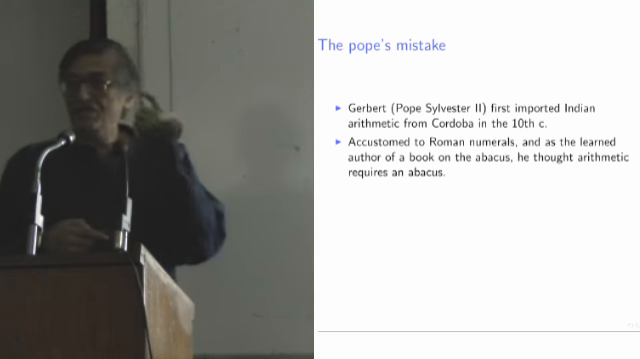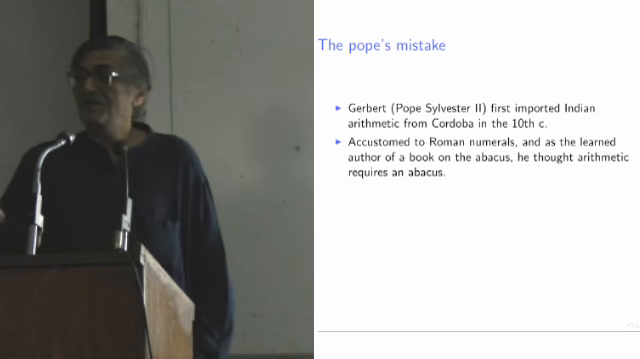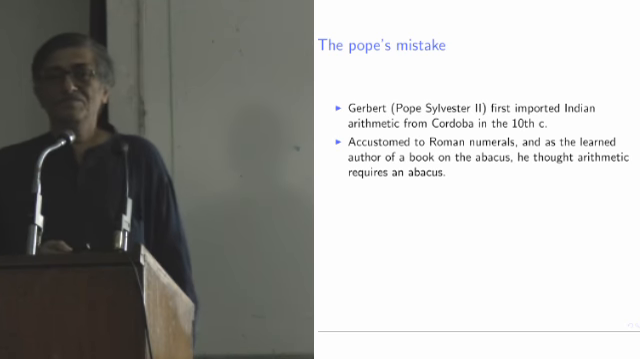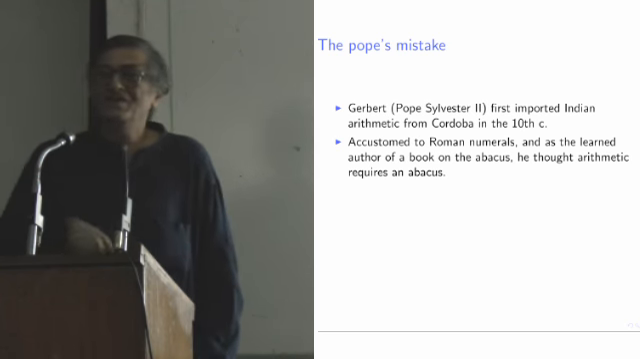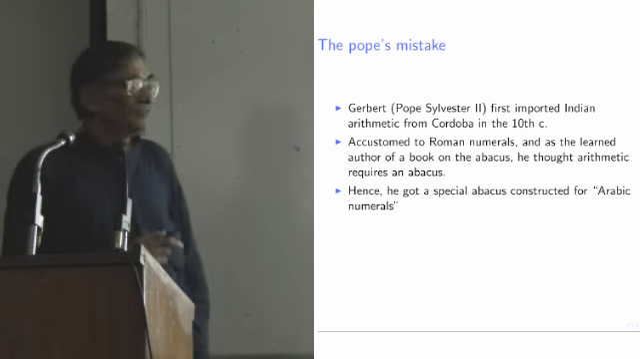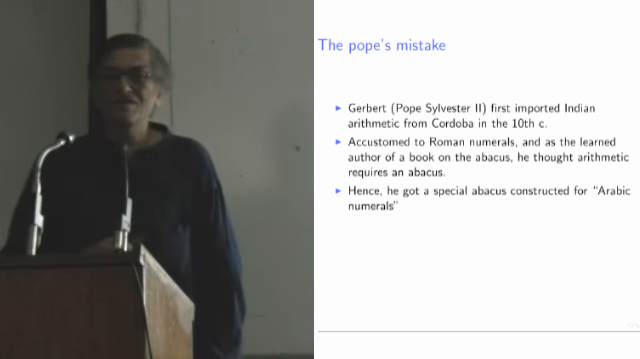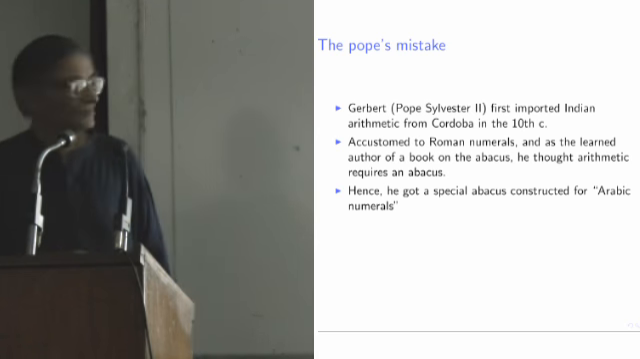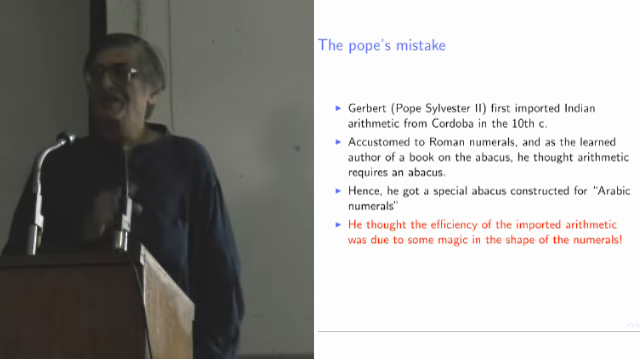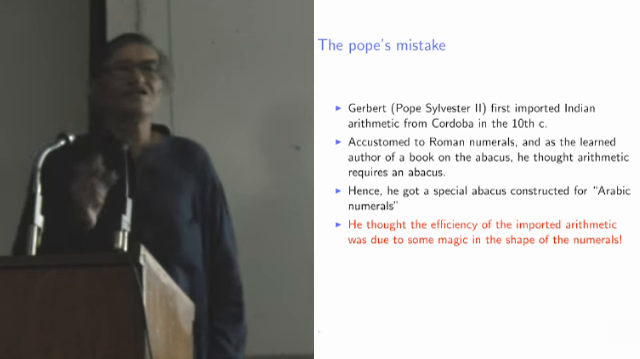And he wrote a text on the abacus, most learned man then. He thought that arithmetic requires an abacus, that's how he did it. He couldn't conceive of the possibility of arithmetic which is done differently. And so what did he do? He got a special abacus constructed for these Arabic numerals. Basically, what was the error? He thought that the efficiency of the arithmetic comes from some magic in the shape of the numerals.